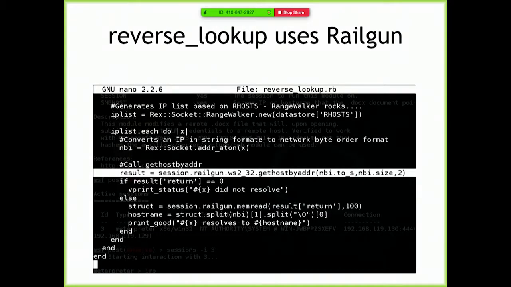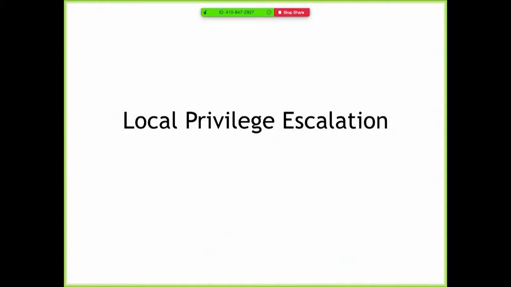And reverse lookup uses Railgun. You can see it in the source. Remember, everything in Metasploit is Ruby scripts. And Ruby is very easy to read, and here it is calling Railgun with the WS2_32 library, and this will get host by address. So it's just a way to do a reverse lookup to turn an IP address into a domain name. But many other things are written using Railgun.